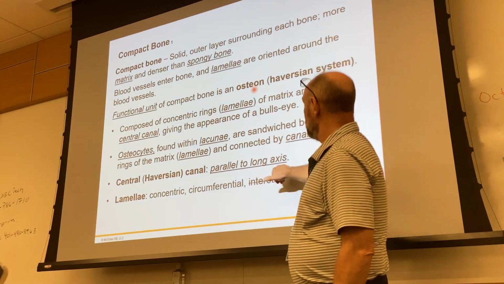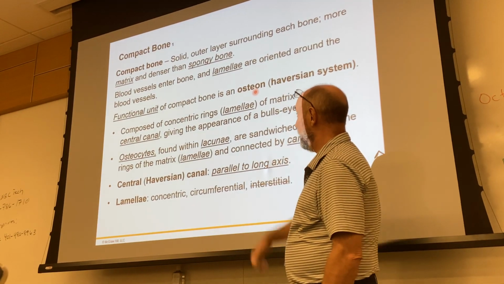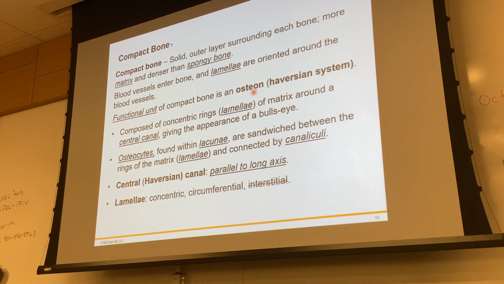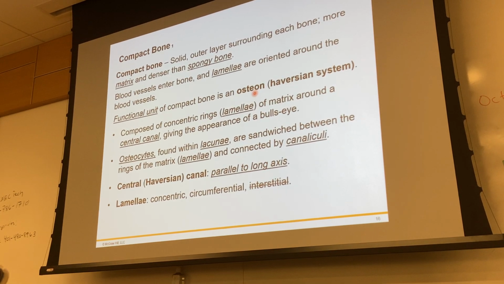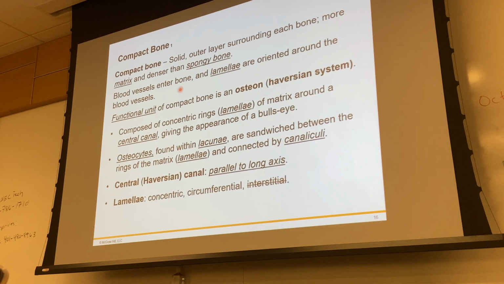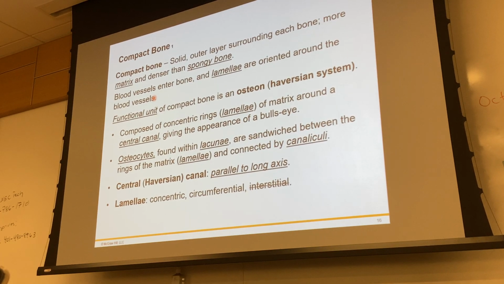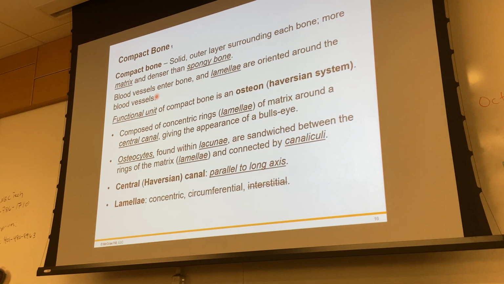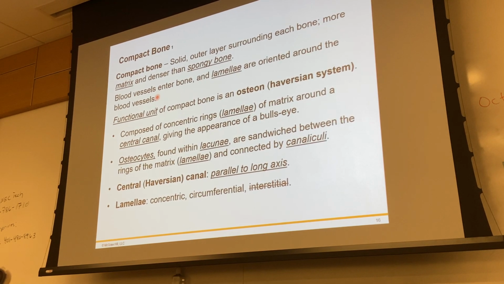And then we're also going to talk about what's happening in the central canal. So in order for the bone cells to get the nutrition, you need to have lots of blood vessels in there, and you also have nerves in there. So you have blood flow and nervous tissue in there.